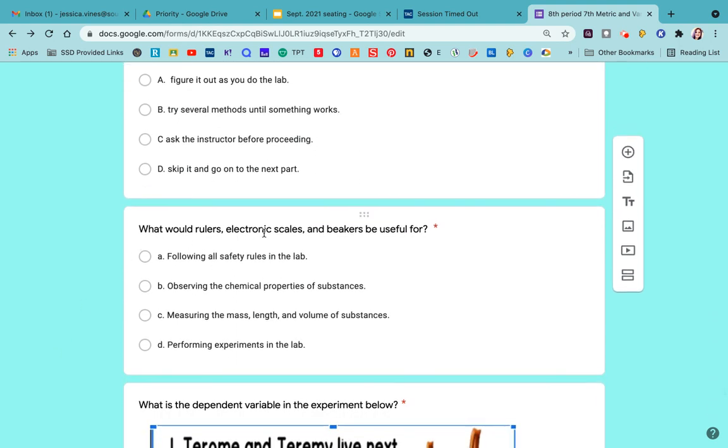What would rulers, electronic scales, and beakers be useful for? Following all safety rules in the lab, observing the chemical properties of substances, measuring the mass, length, and volume of substances, or performing experiments in the lab.